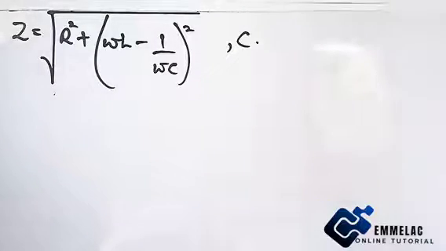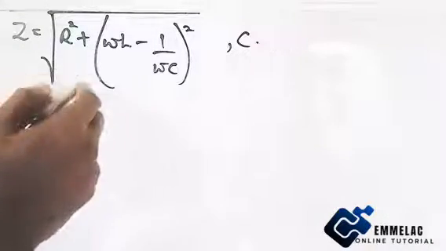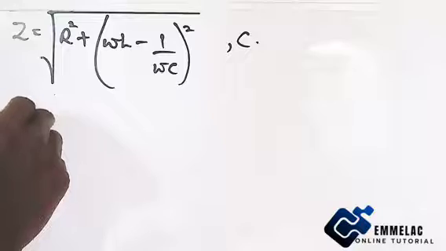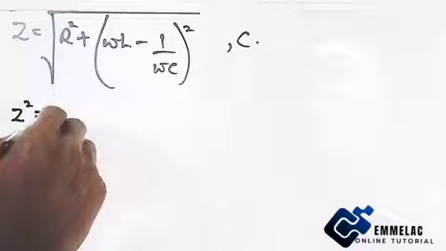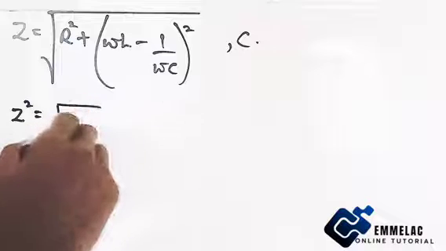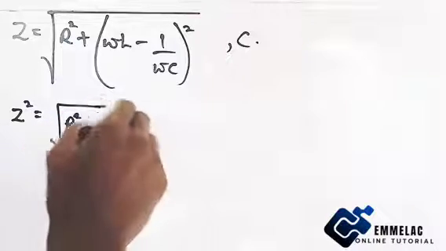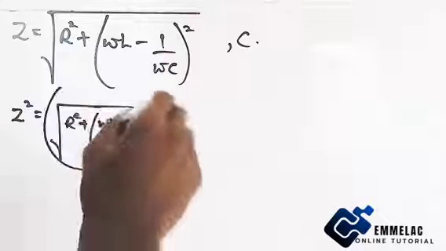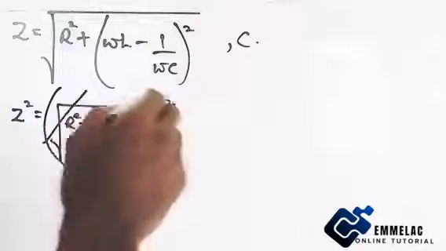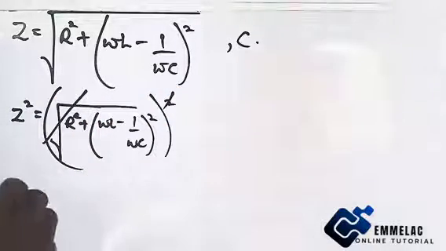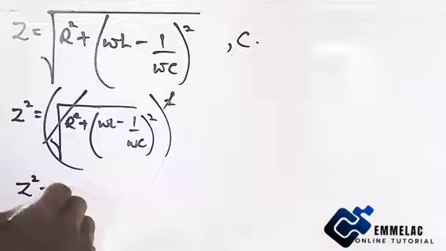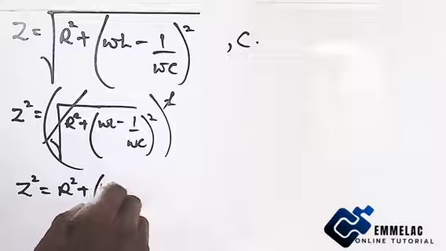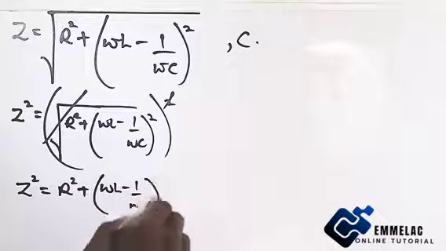First of all, what we need to do now is to eliminate this square root, and by such, first of all, we square both sides. Now, squaring both sides, we have that Z raised to power 2 equals the whole of this, R squared plus, into bracket, WL minus 1 over WC, all into square, then all square. So this will cancel out this. All right, so here we have that Z squared. Now we are left with R squared, now plus, into bracket, WL minus 1 over WC all raised to power 2.